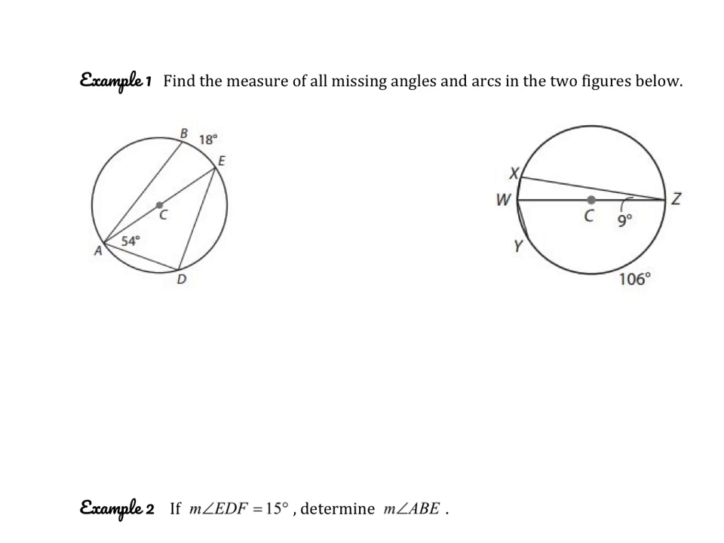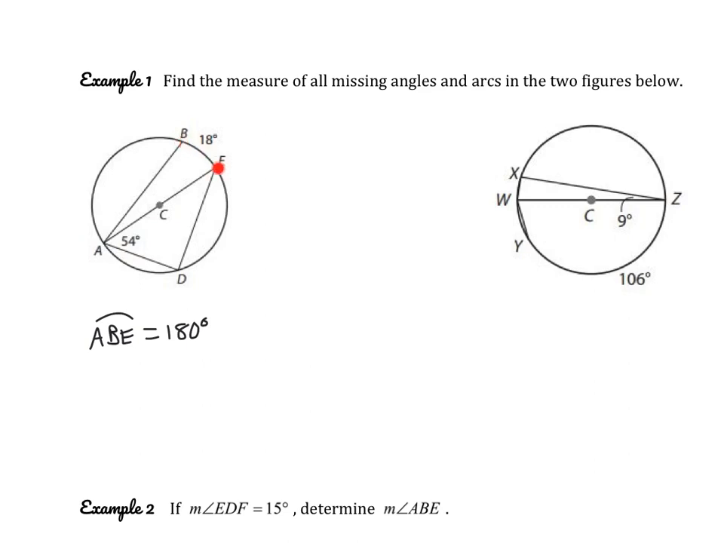So we know that a diameter cuts your circle in half. So that means that this entire measurement right here should be 180 degrees. So it's half of a circle. So if I know that the entire measurement, let's set up a little equation. We know that arc ABE is 180 degrees.